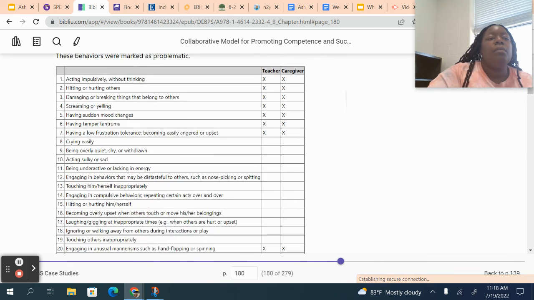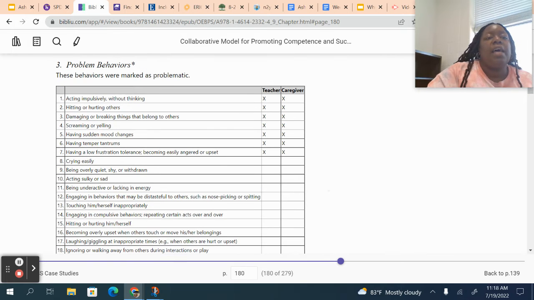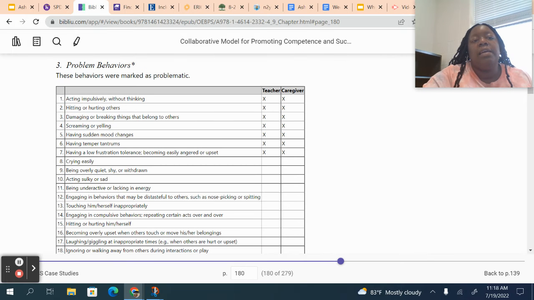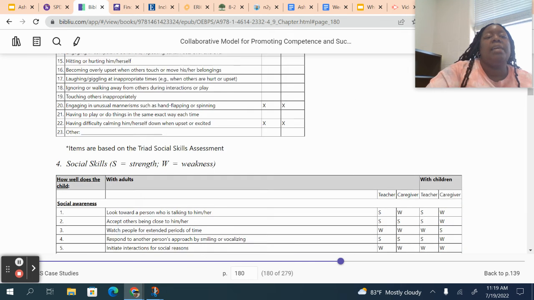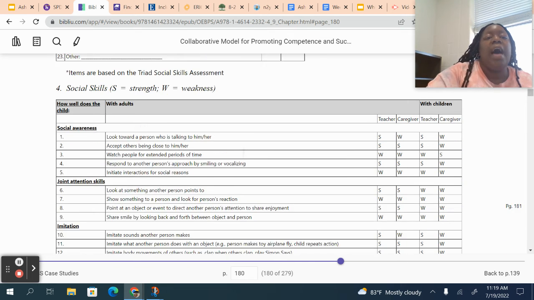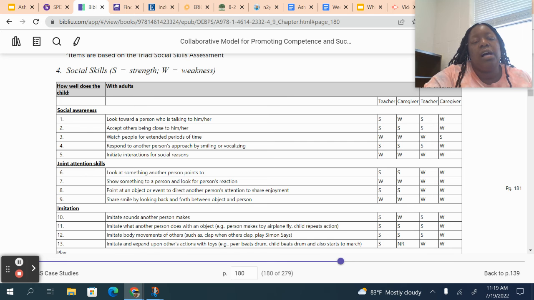Then we also have things like problem behavior. This could be acting impulsively without thinking, hitting others. This could be breaking stuff, screaming, yelling. We have a lot of problem behaviors that are operationally defined so we know what we are looking for and we can see it as a verb so that we can actually see whether or not that student has those issues.